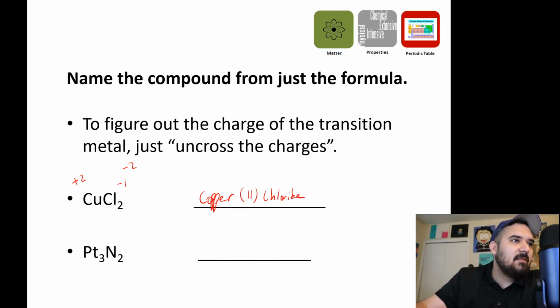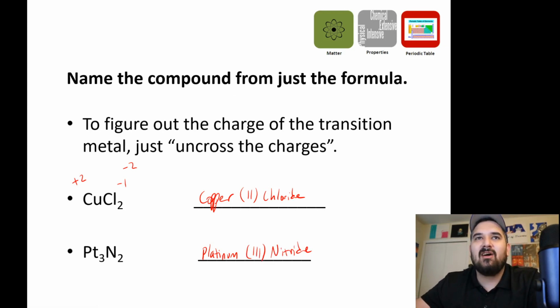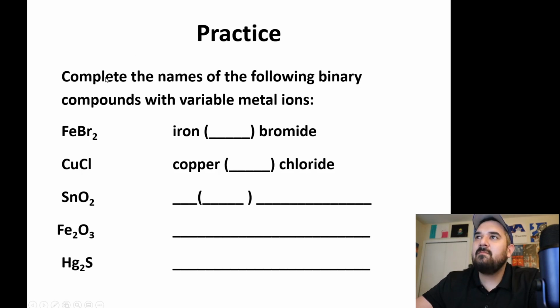And then Pt, I think that's platinum. All right, so platinum. So here we got platinum 3 nitride. And I know this was in the assignment last time and we hadn't gone over it. Now we're going over it, so that's what we're doing. All right, complete the names of the following binary compounds.